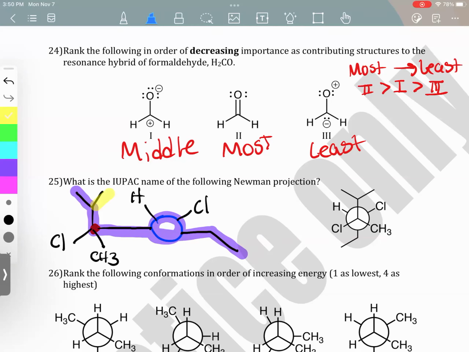Then looking at the bottom one, you have a methyl substituent, chlorine substituent, methyl substituent, and a substituent here. So now let's get to the numbering. Where will we start numbering? Top left, because we come across our first substituent there. So 1, 2, 3, 4, 5, 6.